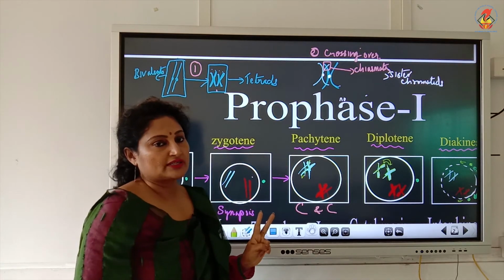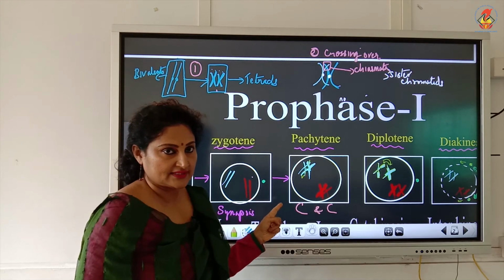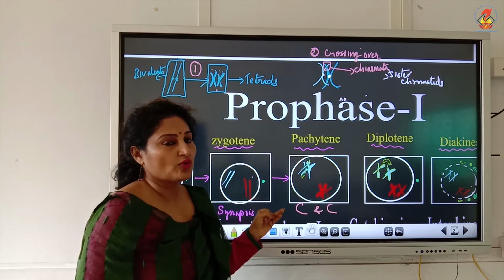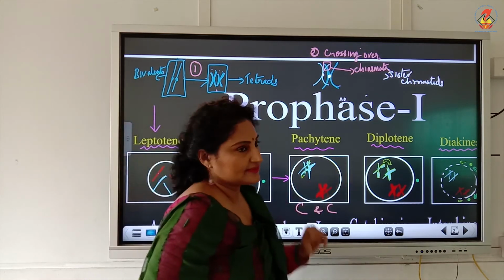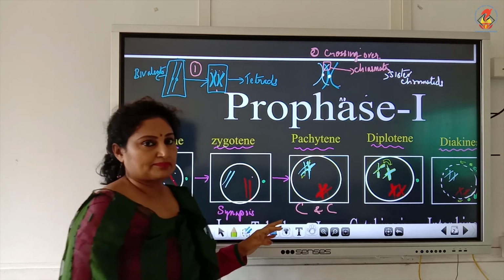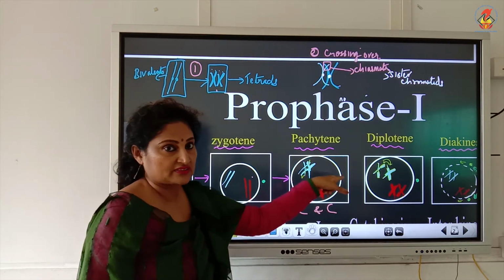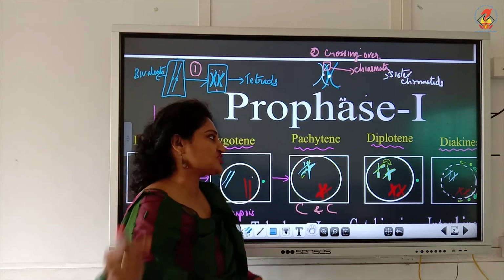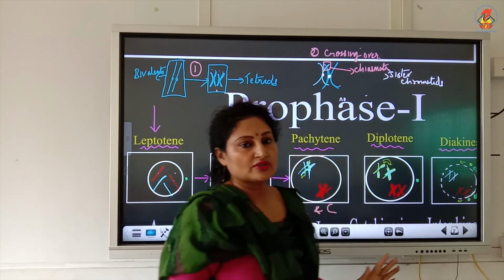Pachytene, 2 events occurring, remember C and C. Further condensation of the bivalents to form tetrads, and second event, crossing over between adjacent non-sister chromatids. Diplotene, breaking of the chiasmata, and the chromosomes separate from one another. The chromosomes of the tetrad separate from one another with the exchanged parts. And lastly, in diakinesis, nothing is happening with the chromosomes.